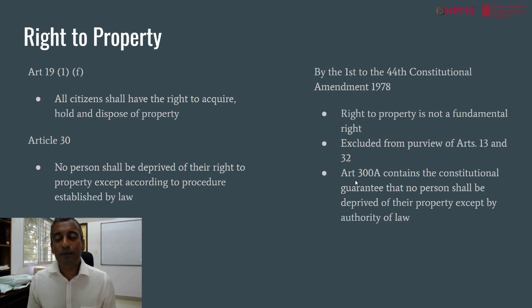It is instead replaced by an Article 300A, a constitutional guarantee but not a constitutional fundamental right, that no person shall be deprived of their property except by authority of law. A tamer version of Article 31 is found in Article 300A. Why do I bring up this discussion?